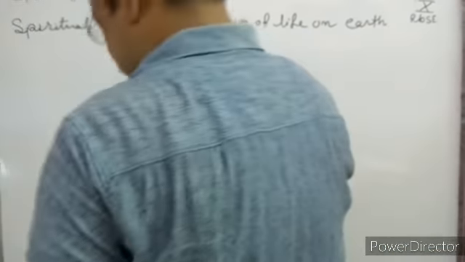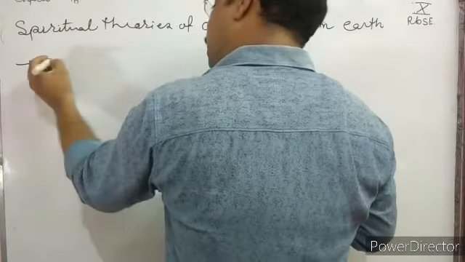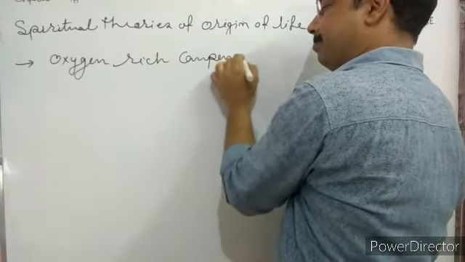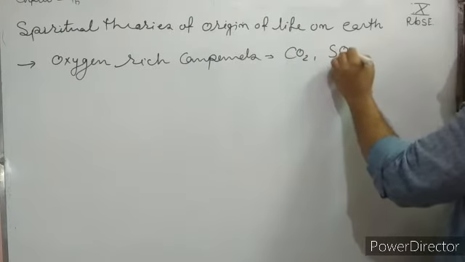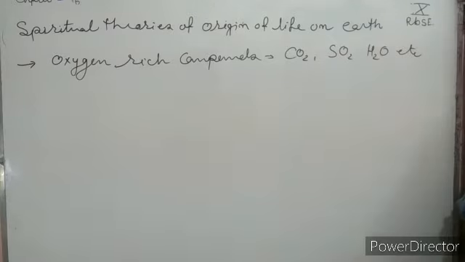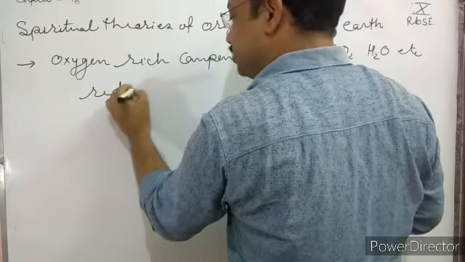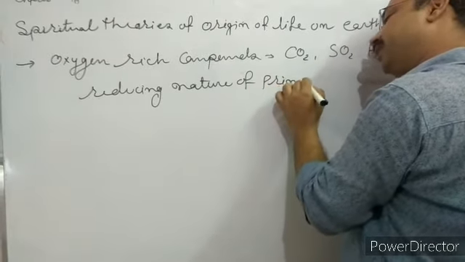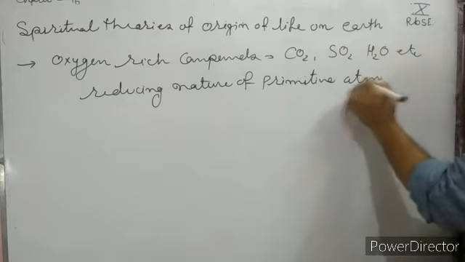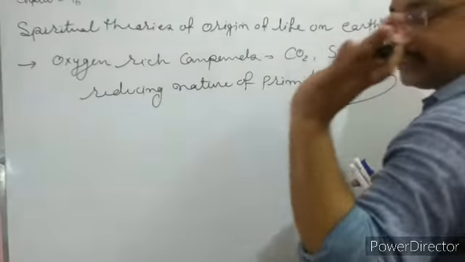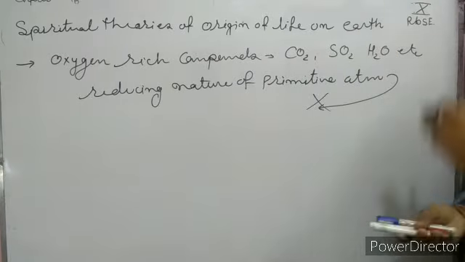But modern research is showing that oxygen rich compounds like carbon dioxide, sulfur dioxide, water, etc. were abundant in the primitive atmosphere. Bahut ayat mein present thi. So the theory of the reducing nature of the primitive atmosphere cannot be accepted, because for a reducing nature there should be no oxygen present in the atmosphere, but here lots of oxygen rich compounds are found.